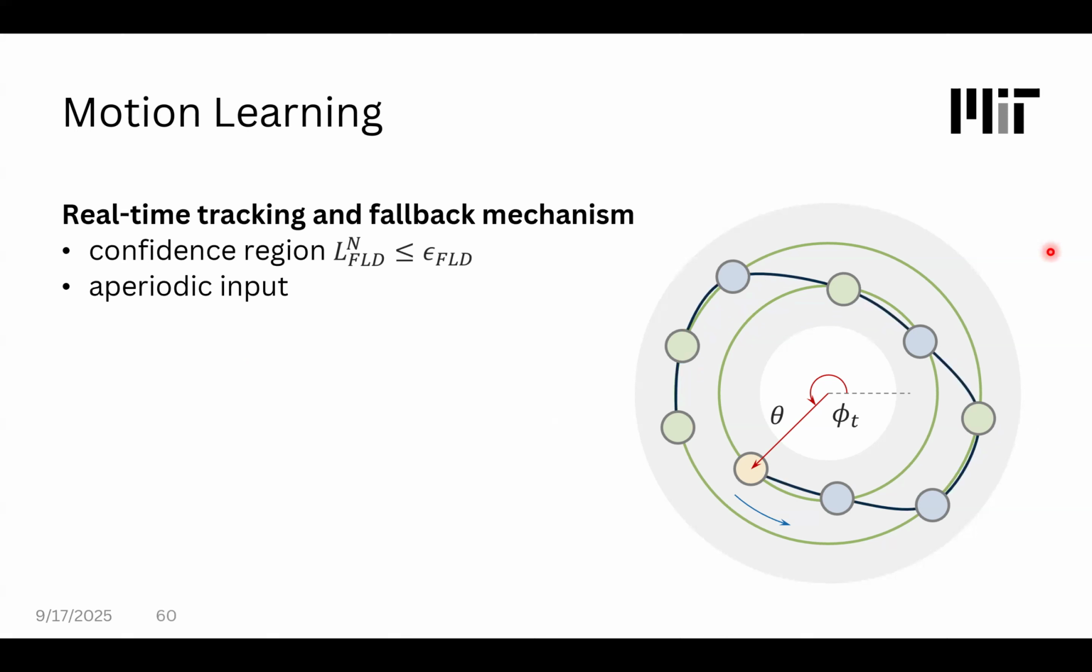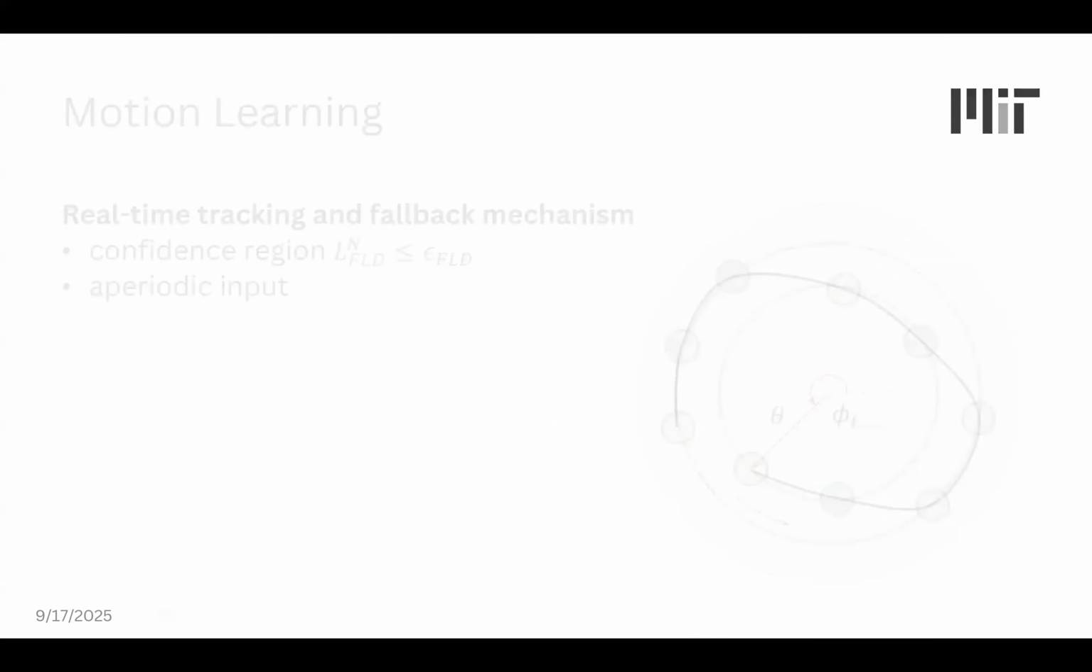And again, you can see the user input doesn't have to be periodic. It can be literally anything. But if you're diverting too far away from your training data, this safety or fallback mechanism will always drag you back to the safe motions that the encoder and decoder are trained on.